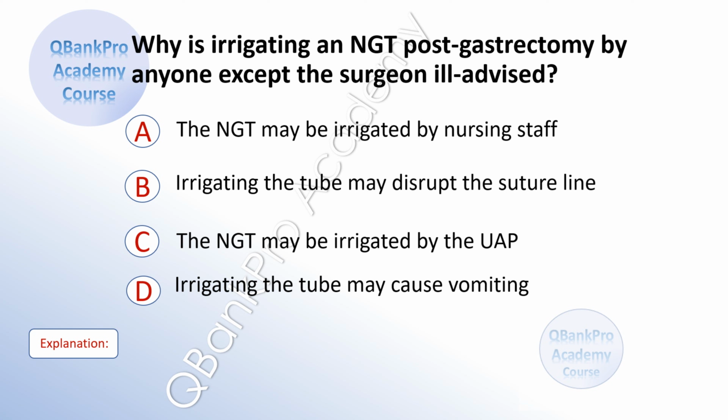Why is irrigating an NG tube post-gastrectomy by anyone except the surgeon ill-advised? A. The NG tube may be irrigated by the nursing staff. B. Irrigating the tube may disrupt the suture line. C. The NG tube may be irrigated by the UAP. D. Irrigating the tube may cause vomiting.